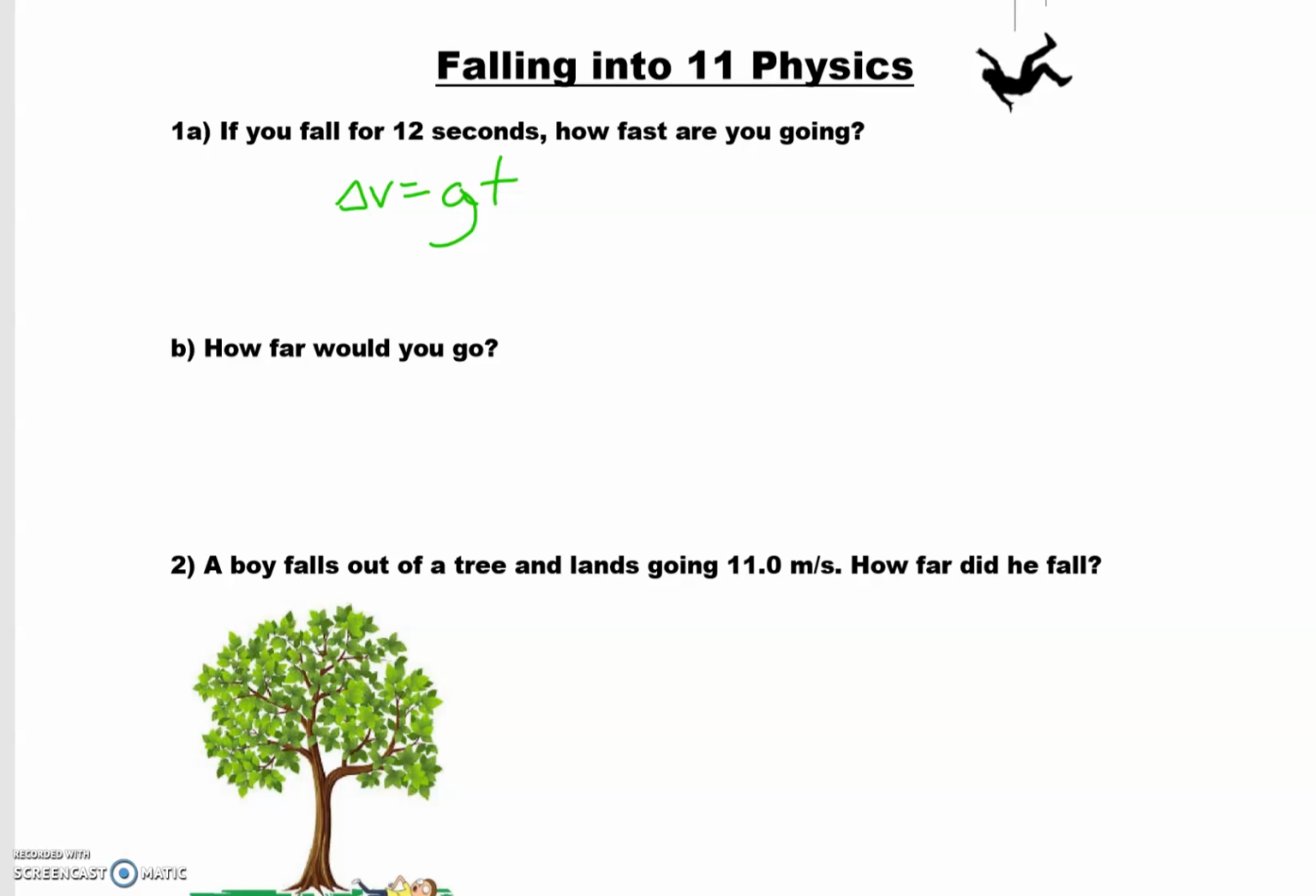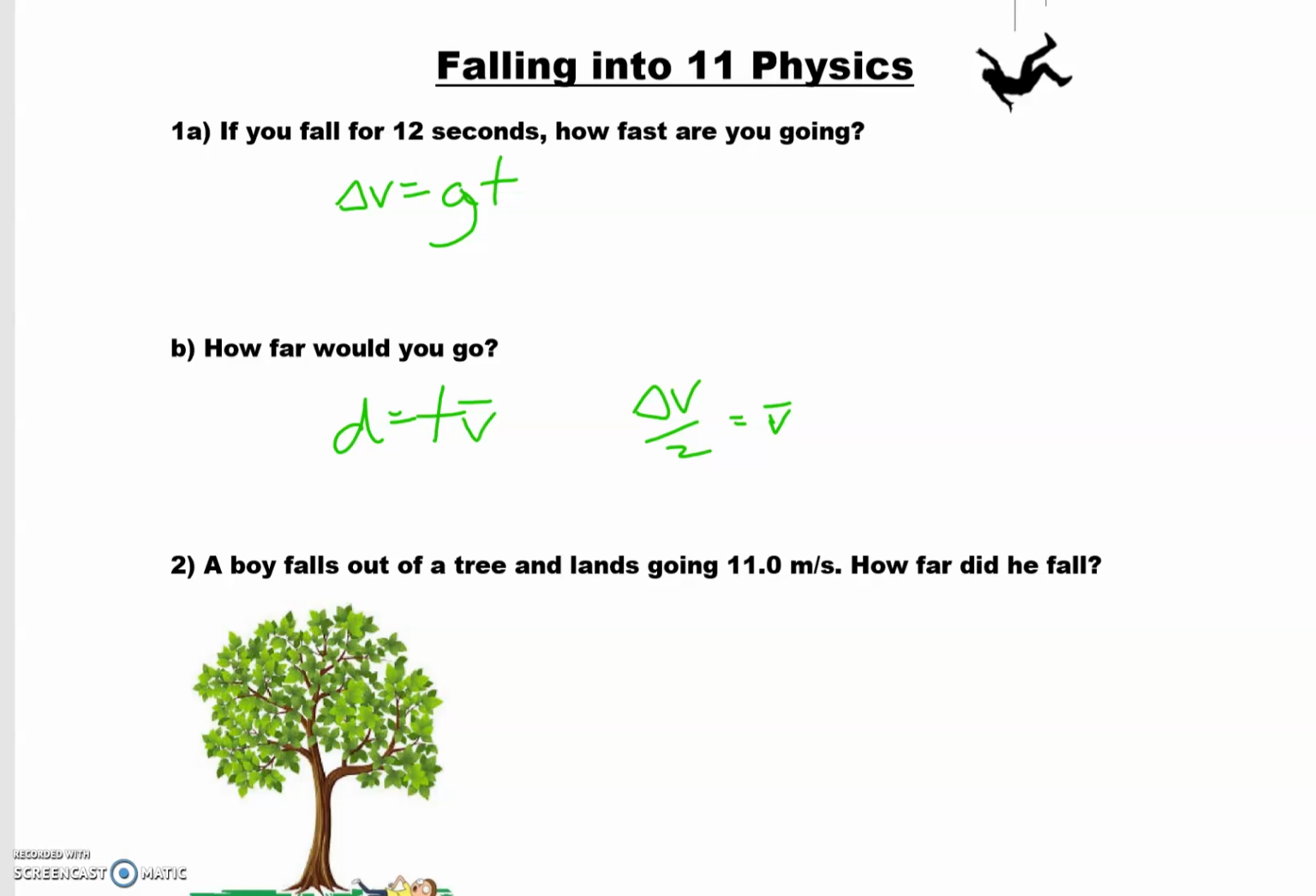Then B, you want to find out how far you're going to go. Well, to find out how far, you'd want to use your distance formula for that. So you want to use d equals t times V, but of course you need your average V, not your change in V. So make sure you take your change in V from part A and divide it by 2, and that should give you your average V. And then you can use that and the time to find out how far you actually would have fallen.